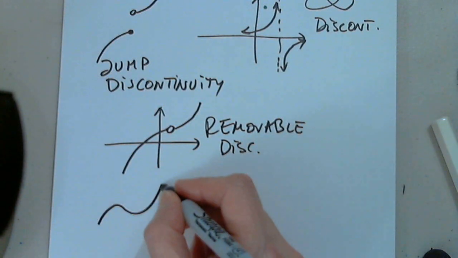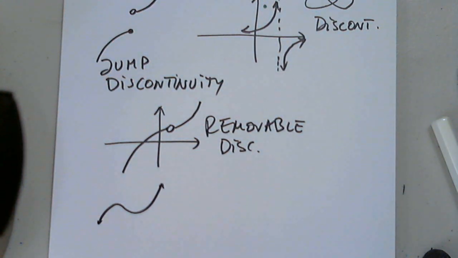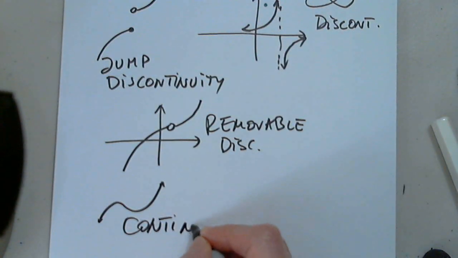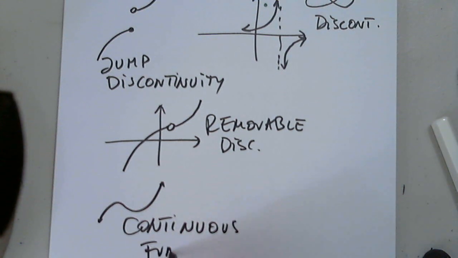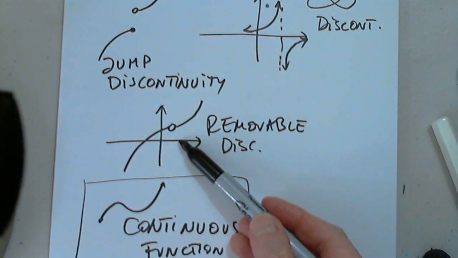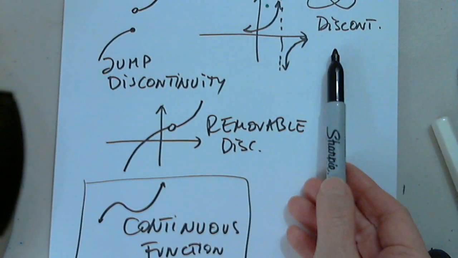Is this function continuous? Yes. Continuous function. Yes, this is a continuous function. This is not continuous. This is not continuous. This is not continuous.